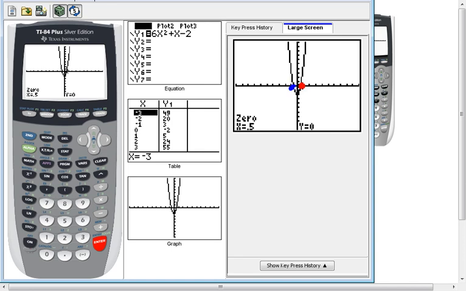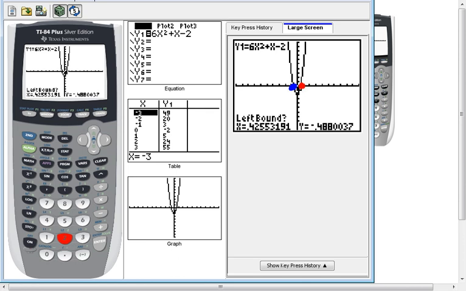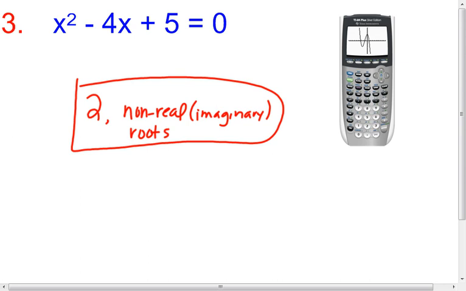Now I'm going to put a blue dot here, and I'm going to do the same thing. So I'm going to go second trace, number 2 for 0, and left bound means I need to have my cursor a little bit left of the blue dot, hit enter. Right bound, a little bit right of the blue dot, hit enter. Guess, right on the blue dot, and hit enter. And you can see that that root is -2/3. Your calculator's spitting it out as a decimal, but it is -2/3. So that's what you're going to do if it doesn't cross the x-axis in whole number increments.